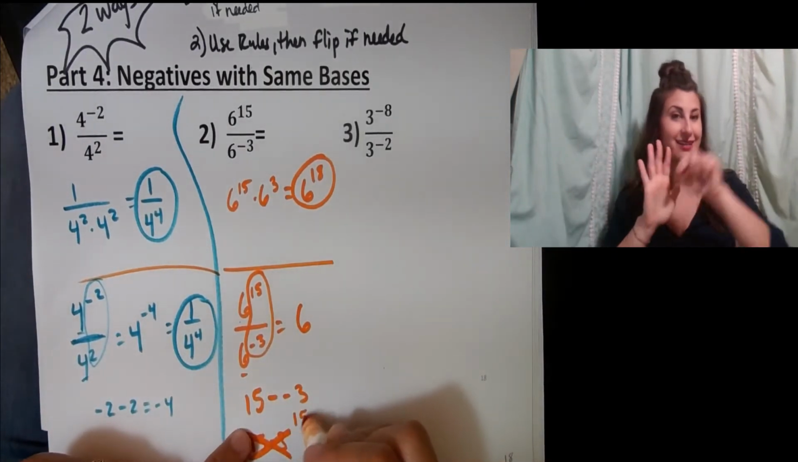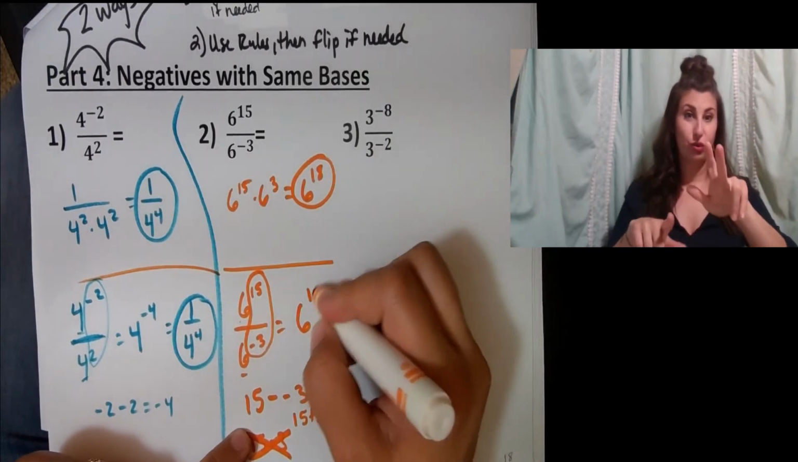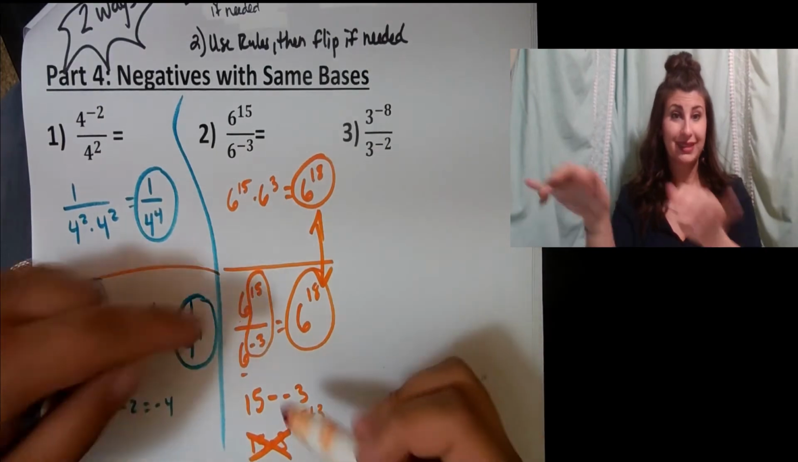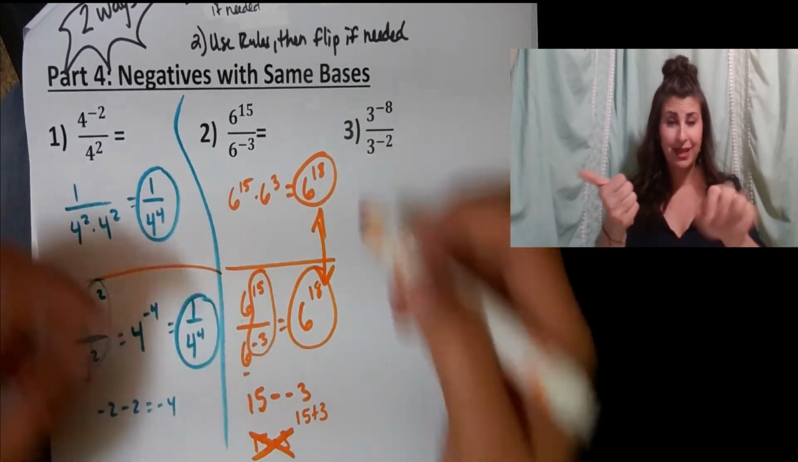It's a negative 3, so it's 15 minus negative 3. And that turns into 15 plus 3. So that's 6 to the 18th. I get the same exact answer. So pick whichever method you like best.